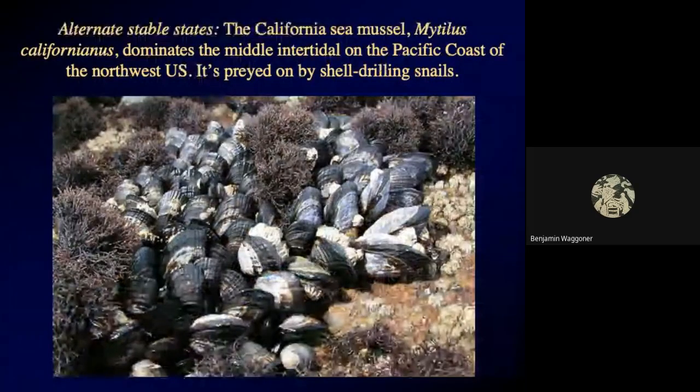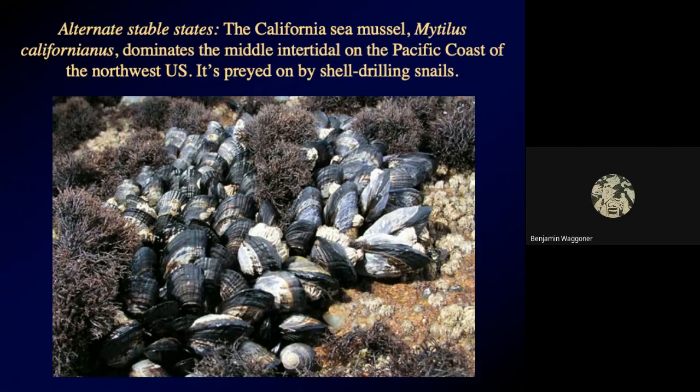We talked a while back about ecological succession, and I think I mentioned that ecological succession does not always happen in a predictable way every time. Remember, in succession, you first would have pioneer species coming in. They would be replaced by others, and eventually you would reach a stable state called the climax community. But sometimes you can have alternate stable states. This was some work done on the Pacific coast of the Northwest US.